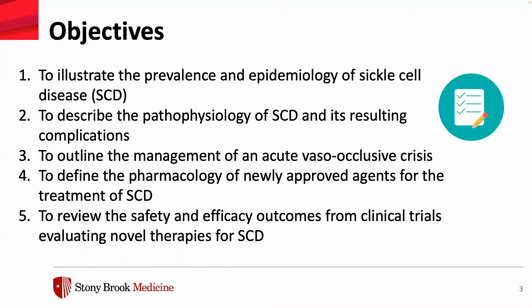And the objectives for today. The first objective is to illustrate the prevalence and epidemiology of sickle cell disease, to describe the pathophysiology of sickle cell disease and its resulting complications, to outline the management of an acute vaso-occlusive crisis, and to define the pharmacology of newly approved agents for the treatment of sickle cell disease. And lastly, to review the safety and efficacy outcomes from clinical trials evaluating novel therapies for sickle cell disease.